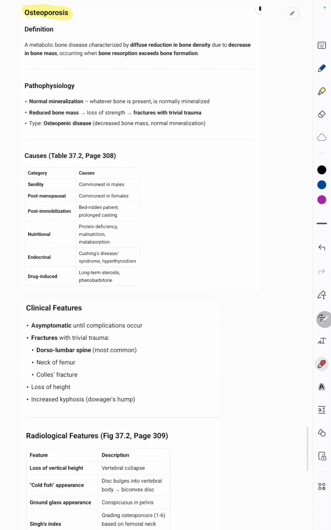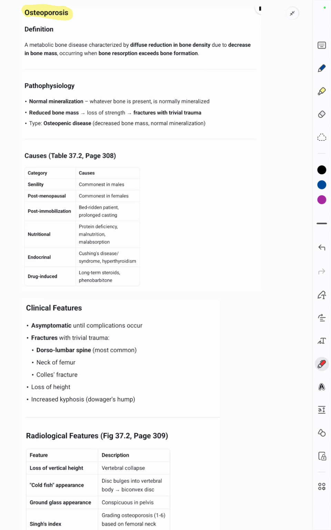Next is osteoporosis. Osteoporosis is a metabolic bone disease characterized by diffuse reduction in bone density due to a decrease in bone mass, occurring when bone resorption exceeds bone formation. The pathophysiology is that there is normal bone mineralization. Whatever bone is present is normally mineralized. Reduced bone mass causes fractures with trivial trauma, and the types are osteopenic in nature.